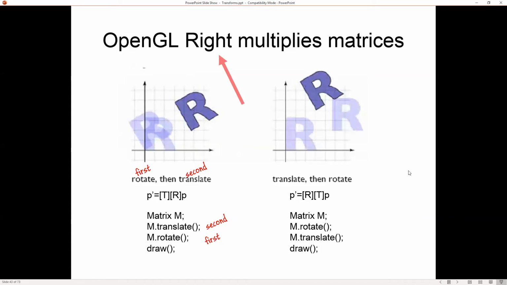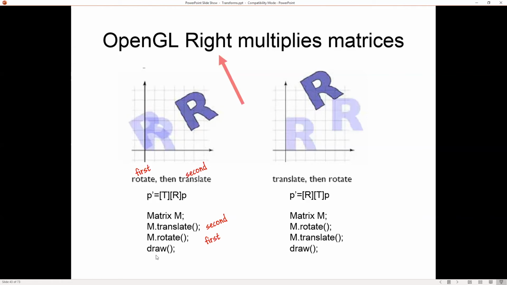Okay, when we write our code, though, we're going to be in the opposite order. So we're going to go on this side now. So we first rotate, and then we second translate. So now here we've got our rotate first, meaning closer to the point, and then second translate. When we write our code, OpenGL right multiplies. Whenever we do a new operation, it multiplies on the right.